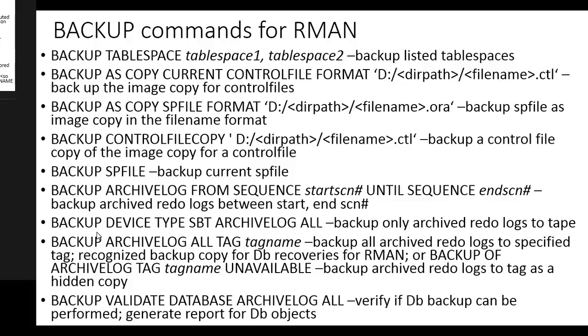Then you can perform a backup device type SBT archivelog all. You're backing up all the archive logs to a particular device type. There are two choices here; SBT is tape. Here, this is tape. You can also do a backup archivelog all tag. Again, you're backing up all the archive logs and assigning a tag to that backup.